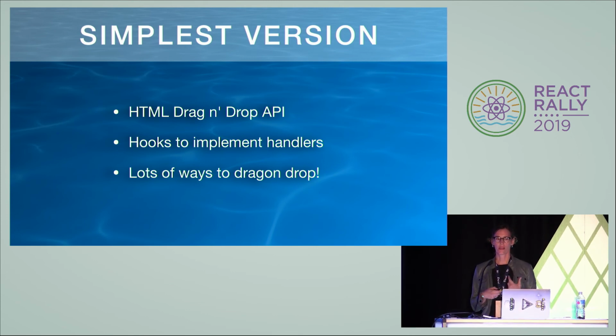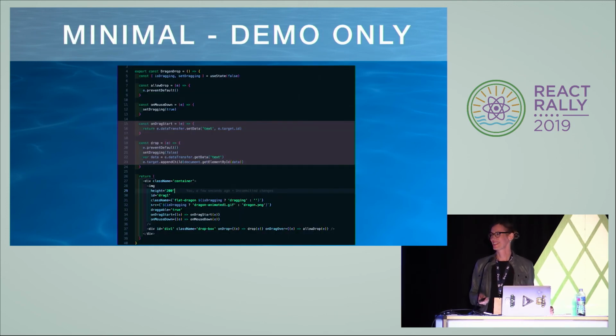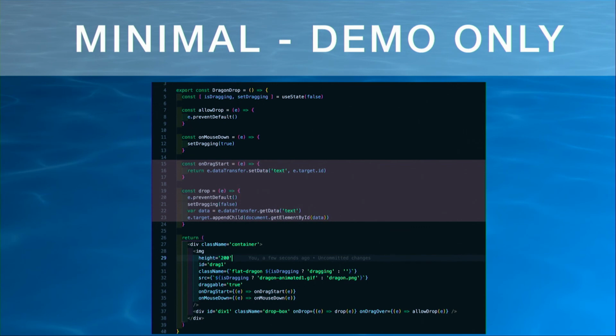I was actually setting out to do this with RxJS, and then I found out that there's this HTML drag and drop API, and that makes it super simple, and then just some hooks to implement the handlers. I'm not saying that you shouldn't use RxJS for this, but I found out that you didn't actually need to. There are a lot of different ways to drop your dragons. This really minimal, demo-only version was less than 40 lines of code, which I think is amazing, and that's all thanks to the HTML drag and drop API.